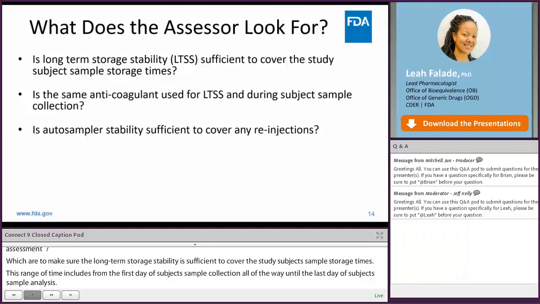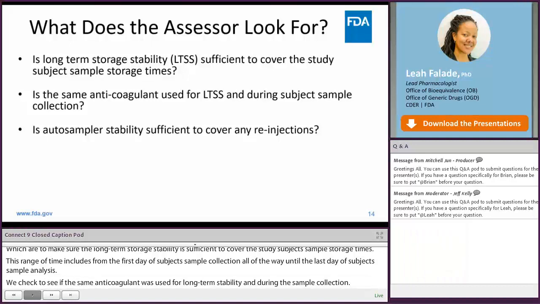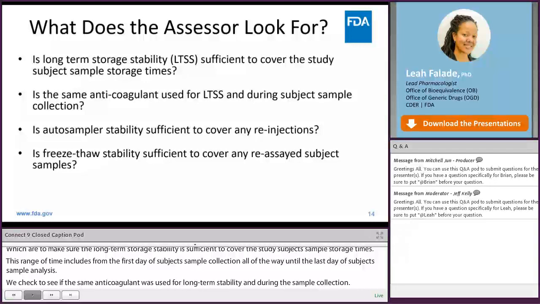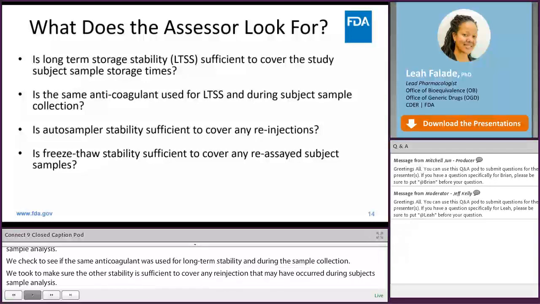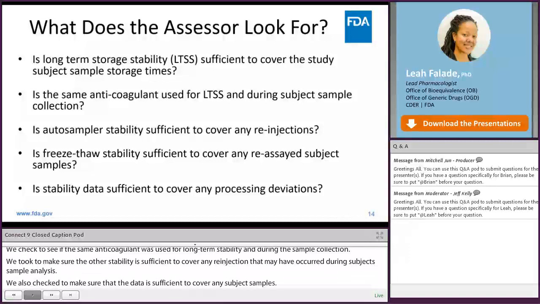We check to see if the same anticoagulant was used for long-term stability and during the sample collection. We check to make sure the autosampler stability is sufficient to cover any reinjections that may have occurred during subject sample analysis. We also check to make sure that the freeze-thaw stability data is sufficient to cover any reassayed subject samples. And we also check, is the stability data sufficient to cover any processing deviations?